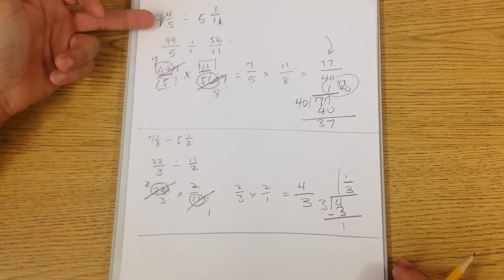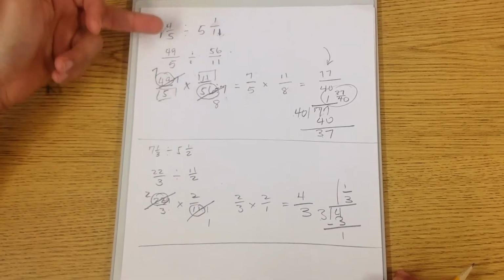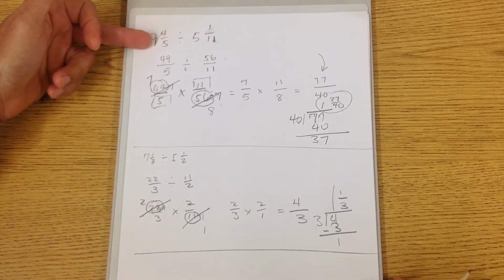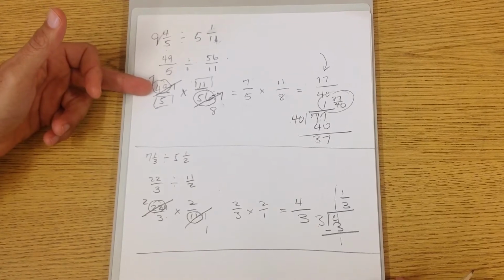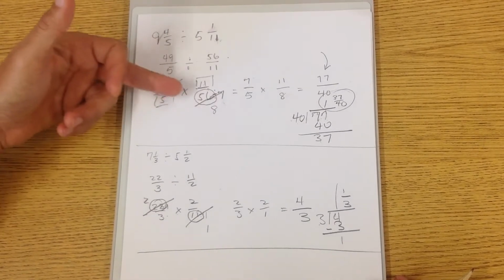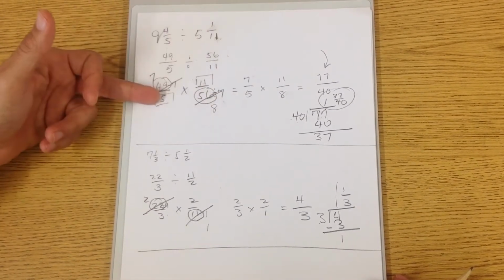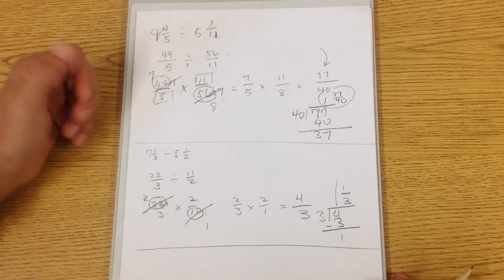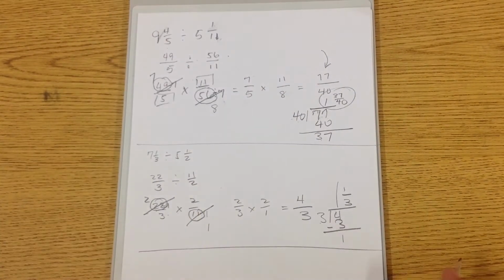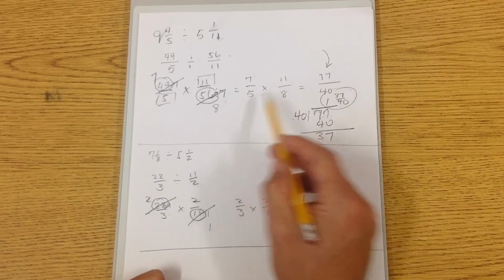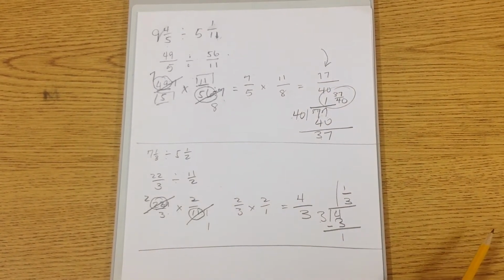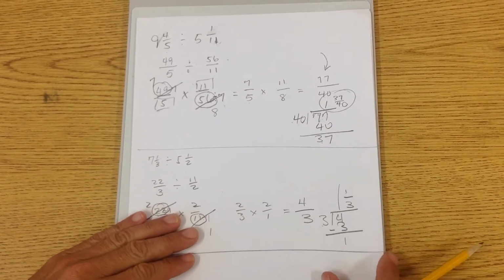So the following are the steps: mixed number, turn improper, keep, change, flip, multiply by the reciprocal, then simplify. After you've simplified your multiplication, multiply your numerators, multiply your denominators. So those are the first two that we have.